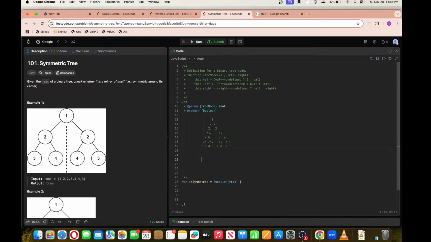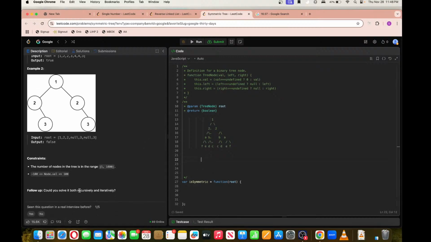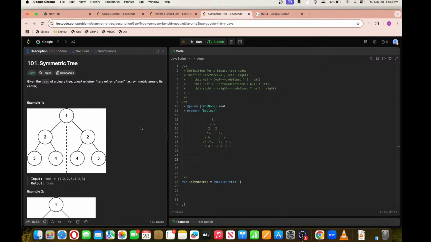I think it is more of a BFS kind of thing here. Because in the BFS, if I see that both recursive and iteratively, interesting. So recursively means DFS, and iteratively means BFS, right? I don't know why, but I thought of BFS first here.